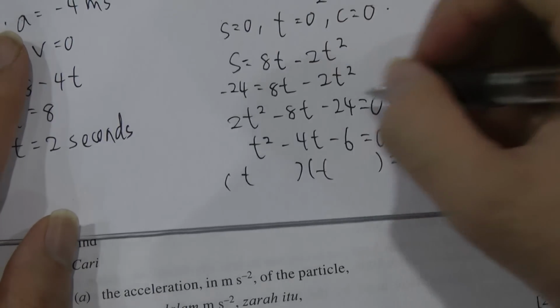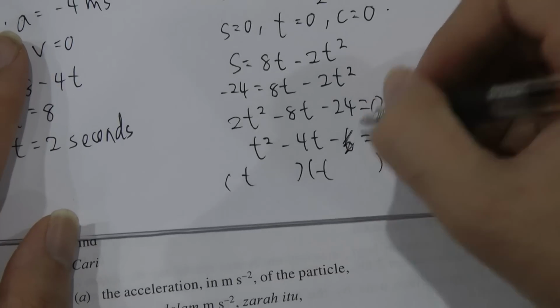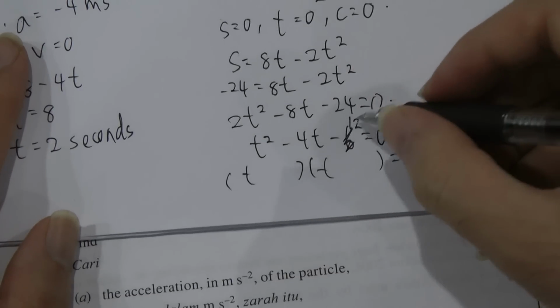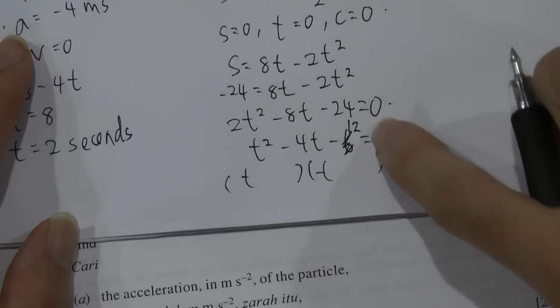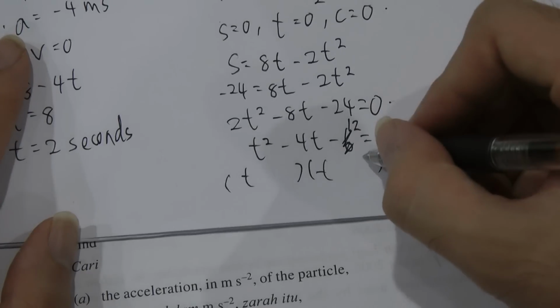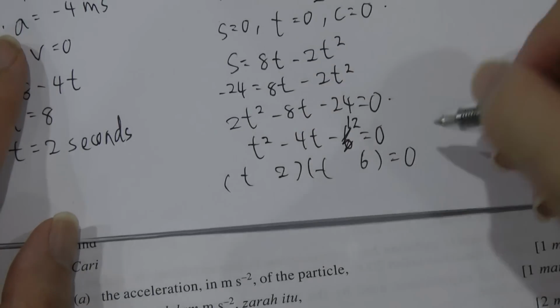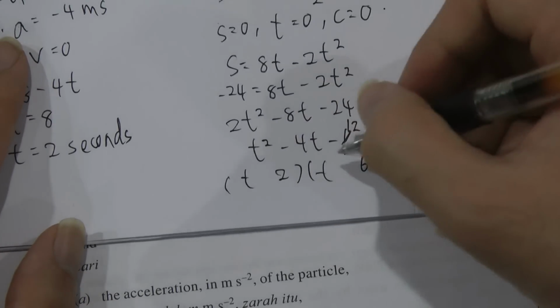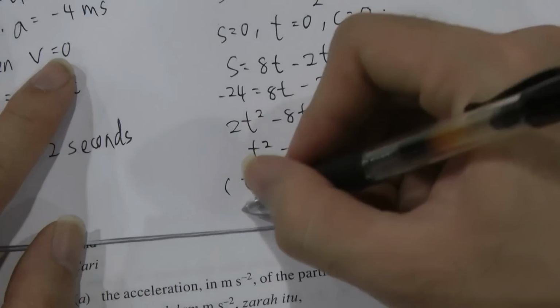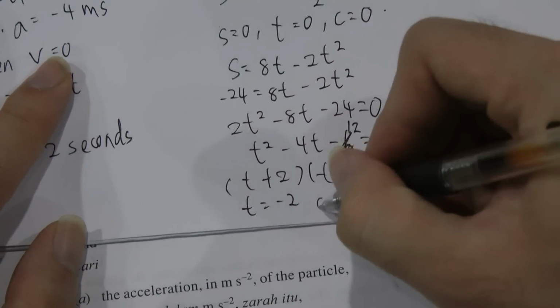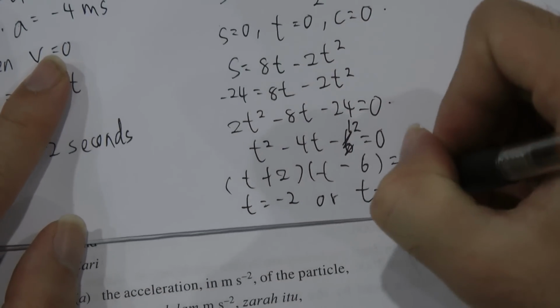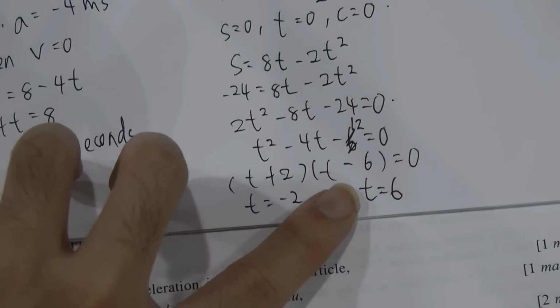This one is divided by 2, so I guess this one is 12 here. It's 12, sorry, not 6. That's a mistake here. Okay, 12 is equal to 6 multiplied by 2. So 6 to 12 will be negative 4, negative positive. Therefore, t will be negative 2 or t will be 6. Of course, for time we only take the positive value.